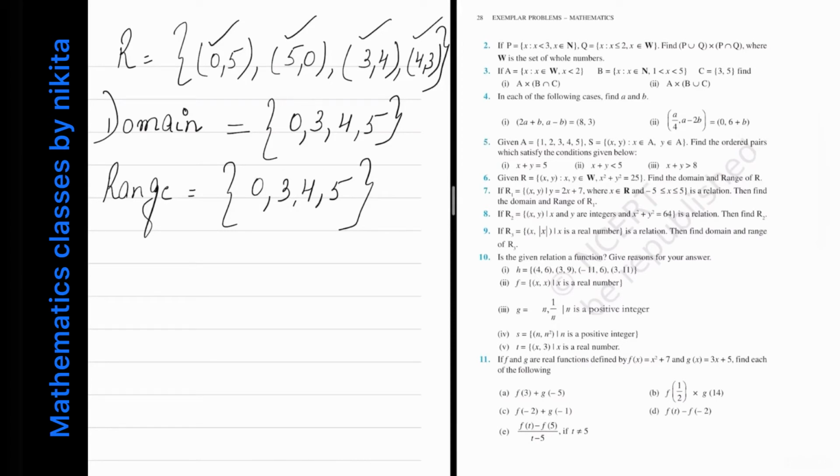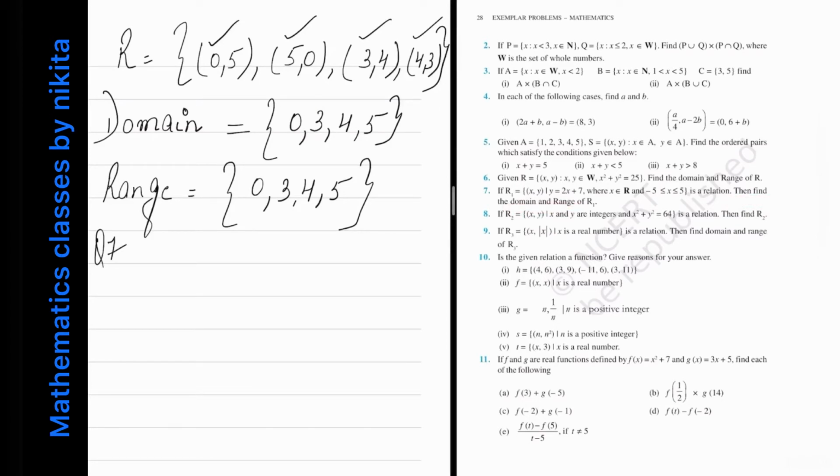Now let's see question number 7. Question number 7 says that if R1 is equal to all those (x, y) such that y is equal to 2x plus 7, where x belongs to R and x is between -5 and 5, both -5 and 5 included, is a relation. So it is given that it is a relation. Then you have to find the domain and the range of R1.